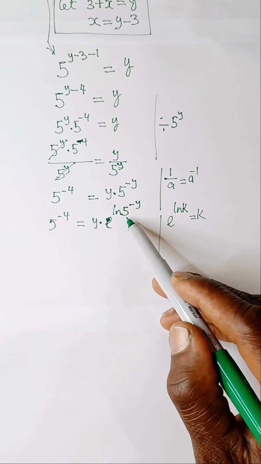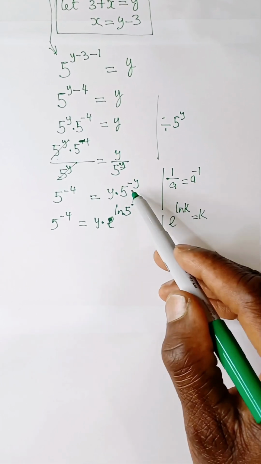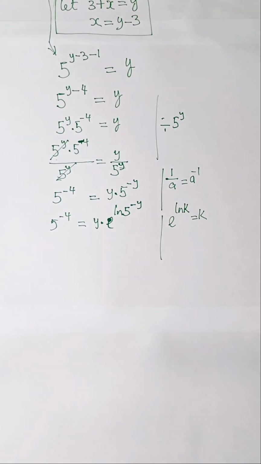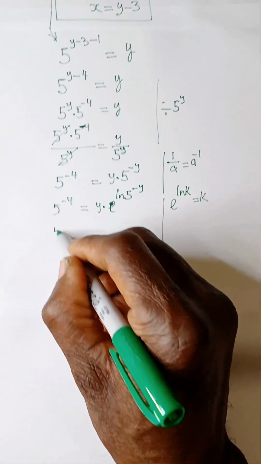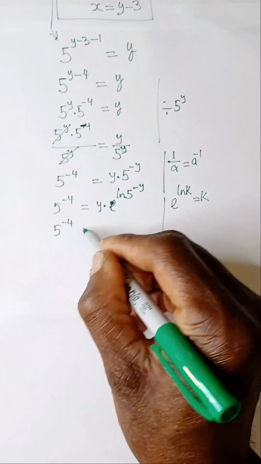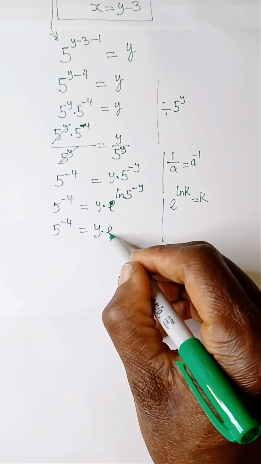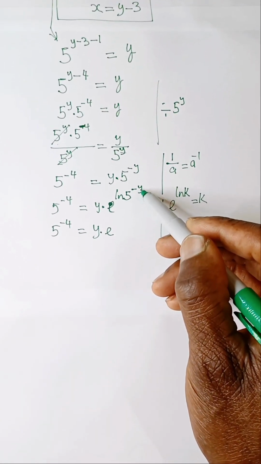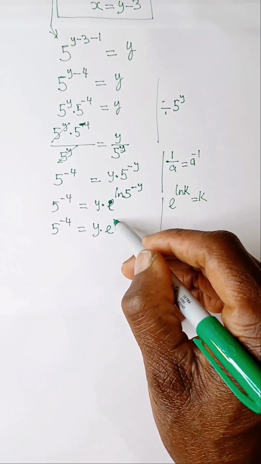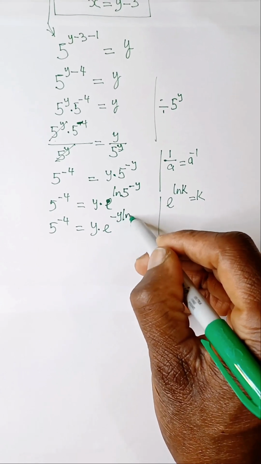We'll be left with 5 raised to the power of minus y. We have 5 raised to the power of minus 4 is equal to y times e. This power, minus y, will come to the back. So we have minus y times the natural log of 5.